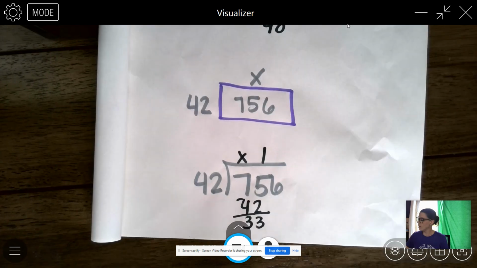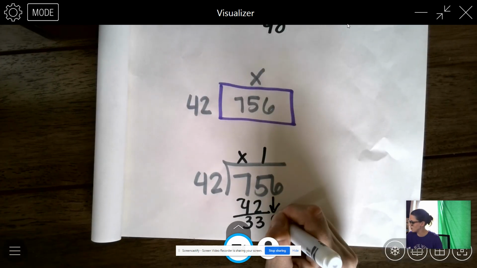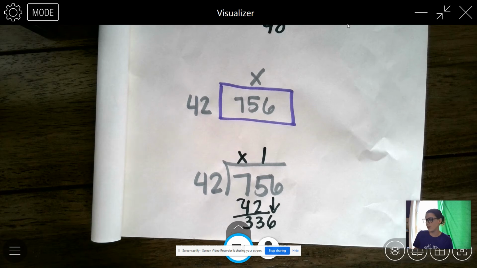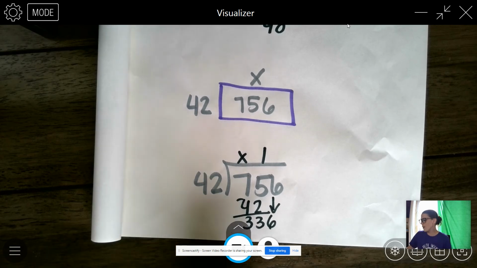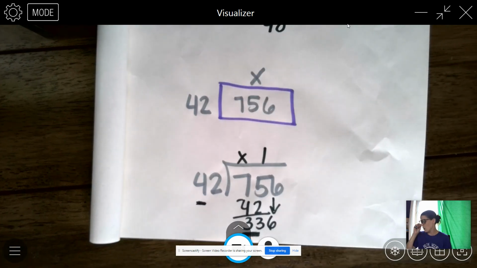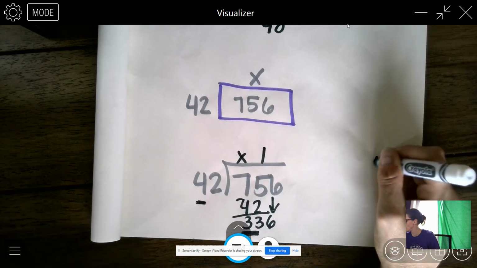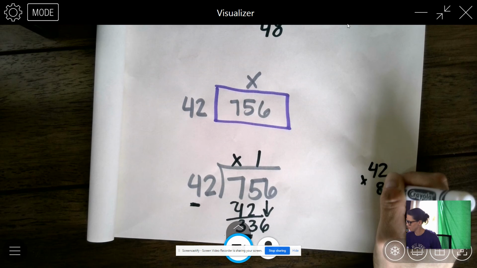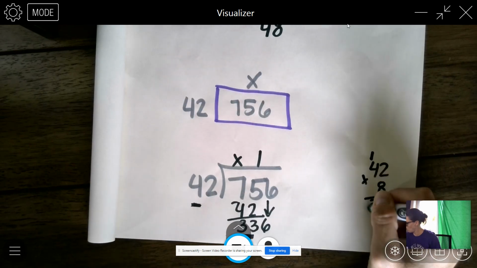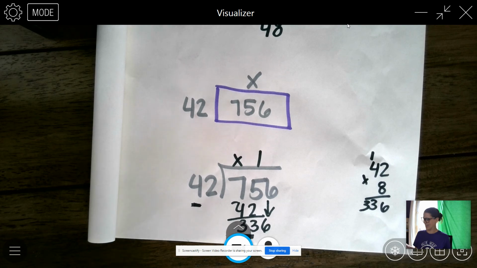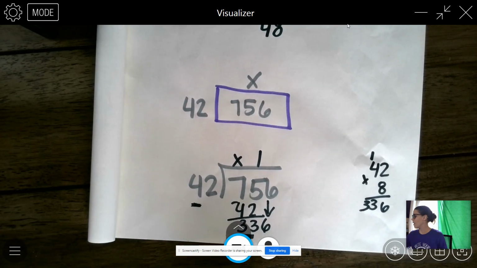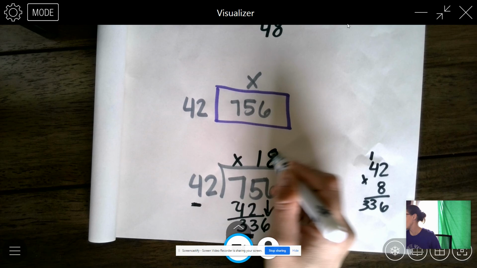And I get 33, but I've got to bring down my 6, and I get 336. Whew! Let's think about how many times 4 can fit into 33. Let's use my trick here. I know that 10 times 4 is 40, 9 times 4 is 36, and 8 times 4 is 32. So let's try 8 and see what we get. So 42 times 8. Oh my gosh, it's perfect. I didn't even know that ahead of time. For real, I didn't. For my answer, I would get 18.